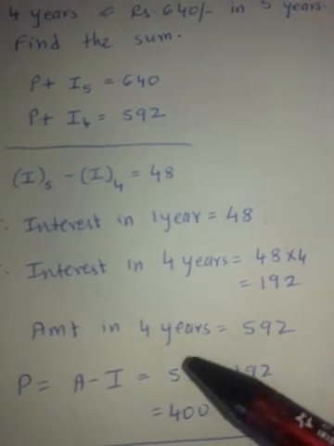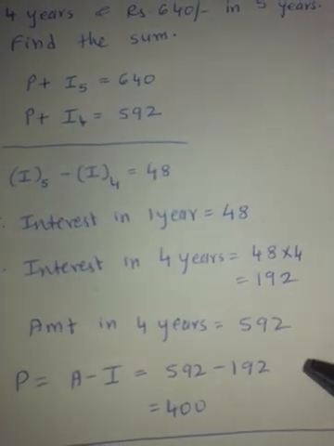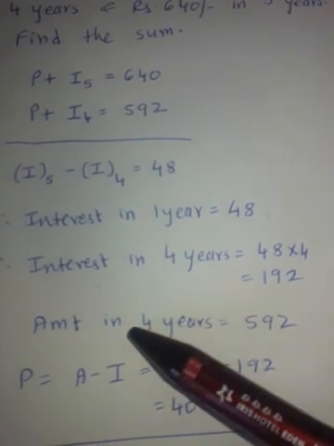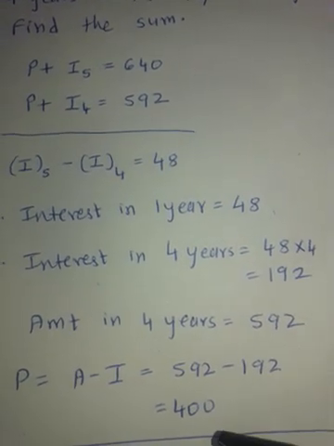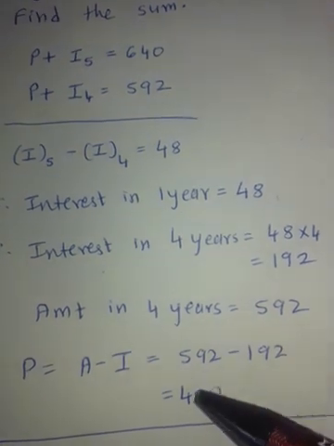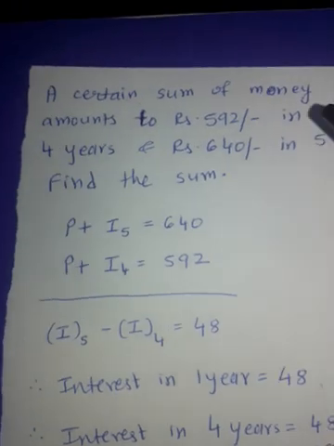Now amount for 4 years is 592. Interest for 4 years is 192. So what is principal? Amount minus interest. 592 minus 192, that is 400. Now this is just an oral sum. See how you need to solve this.